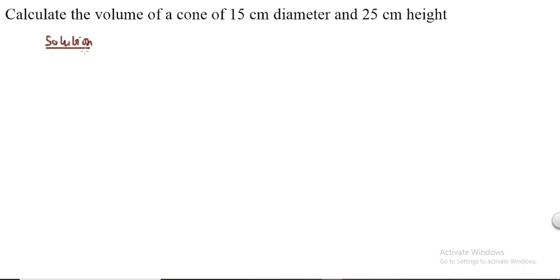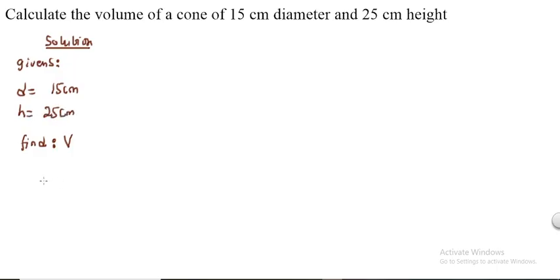And then I pick out my important given values from the question. So the question tells us to calculate the volume of the cone. So simply, this means that we are finding the volume of the cone. And the question tells us that the cone has a 15 centimeter diameter, that means the diameter of our cone is 15 centimeters. And it has a height equal to 25 centimeters.